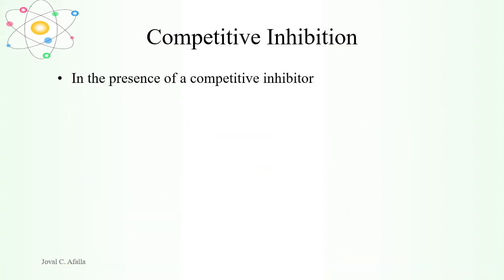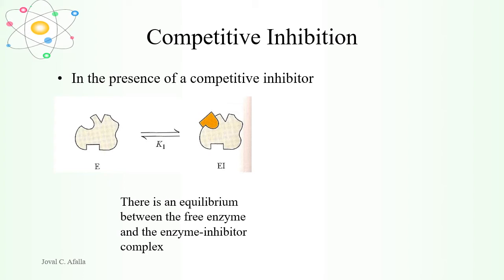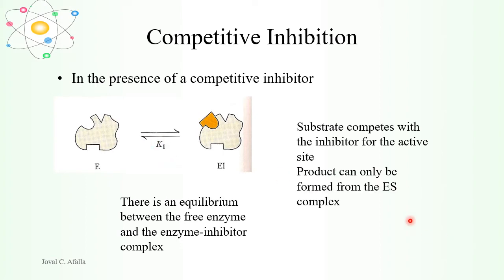In the presence of a competitive inhibitor, there's an equilibrium between the free enzyme and the enzyme inhibitor complex. So again, this is the active site, and your inhibitor binds to the active site, governed by its equilibrium constant K sub I. And since the substrate competes with the inhibitor for the active site, no product can be formed because the presence of the inhibitor prevents the formation of the ES complex, which, again, I emphasize, is the prerequisite for the conversion of the substrate to the product.